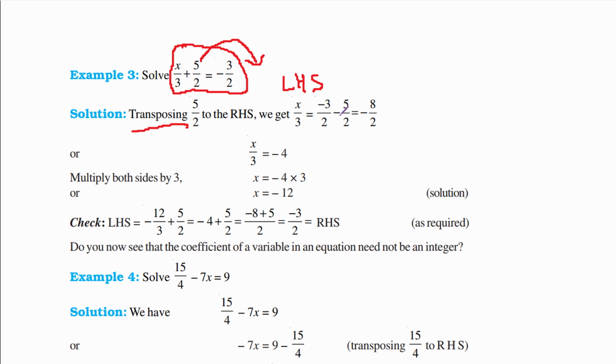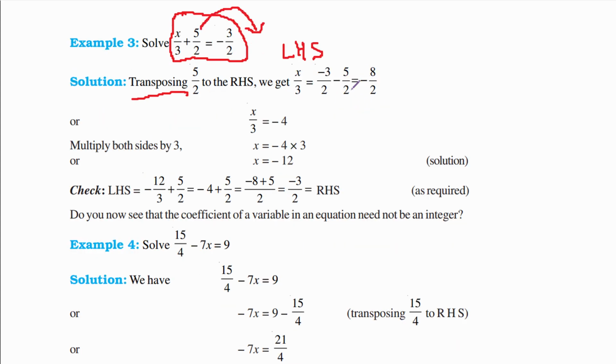Minus 3 minus 5. Same sign, add up and the sign comes negative. 5 plus 3 is 8. We are not finished yet. So we are left with x over 3 on the left hand side and on the right hand side minus 8 over 2. Also if you simplify it, 2 1s are 2, 2 4s are 8. So basically we are left with minus 4 on the right hand side, and the left hand side as it is, x over 3 equals minus 4 here.